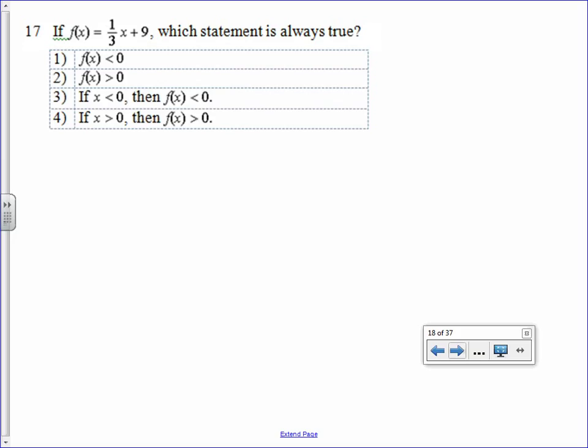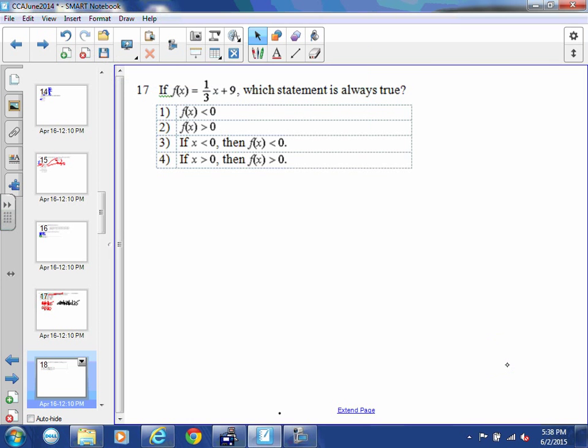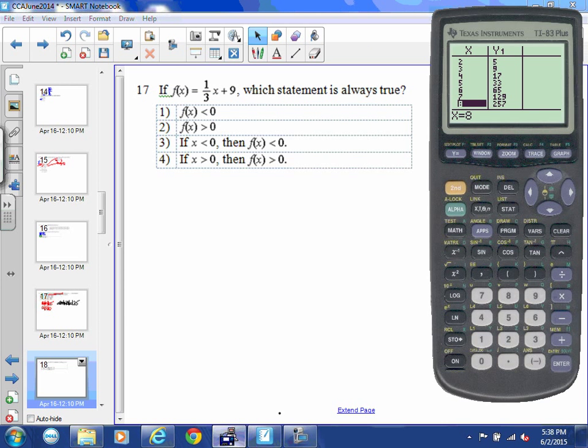If f of x equals 1/3 x plus 9, which statement is always true? I'm going to look at the graph to help me here. Y equals, again, you have alpha y equals enter. 1/3 x plus 9. Look at the graph. Which statement is always true?